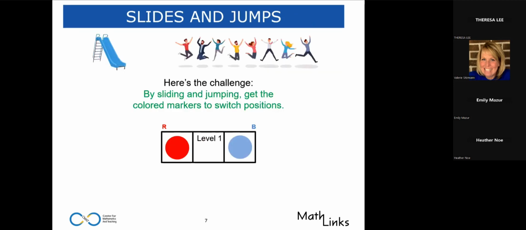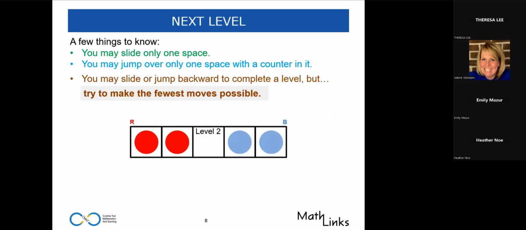The challenge in Slides and Jumps is to move the markers so that they will switch positions. This is called level 1. That's a slide. That's a jump. And there is just one more step. I think you could probably figure that one out. There are a few rules to Slides and Jumps. You can only slide 1 space or jump over 1 counter. You can slide backwards, but the goal is to switch colored markers in as few moves as possible. So slide and slide is not going to be very efficient.